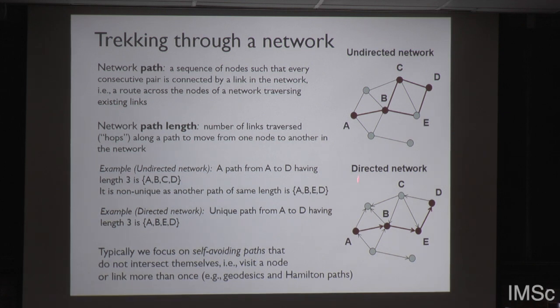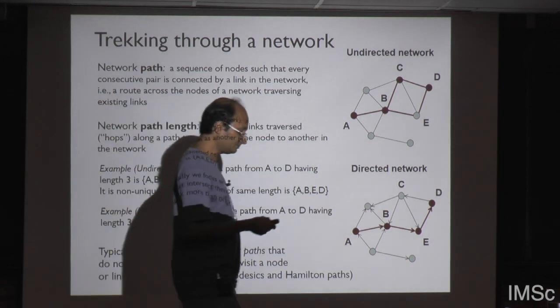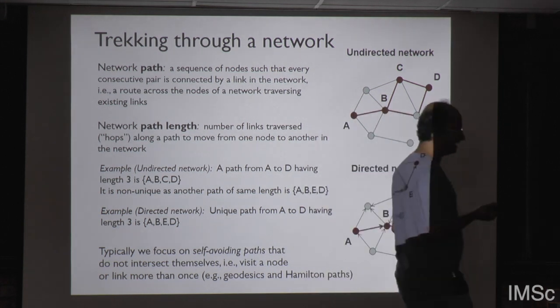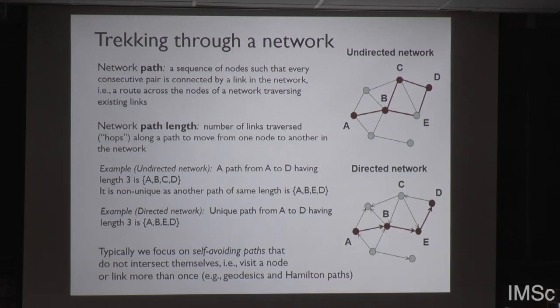using this path. So that's the difference between directed and undirected network, that in undirected network, typically many more paths are possible than in directed network. So often you find that in directed networks, a path may exist from one node to another node, but the reverse path may not be possible.